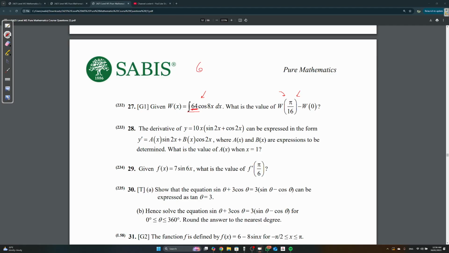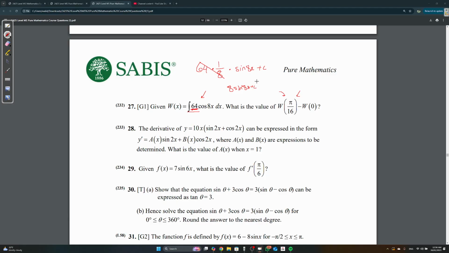Always when you have a constant, take it out. You take the constant out. What's the integral of cosine ax? Times, you always do 1 over a, right? So 1 over 8 times the integral of cosine, there is sine 8x plus c. The 8s cancel, you get 8 sine 8x plus c.